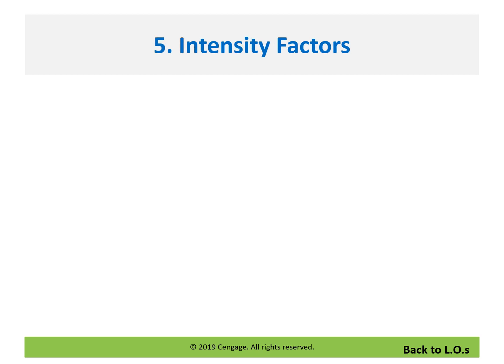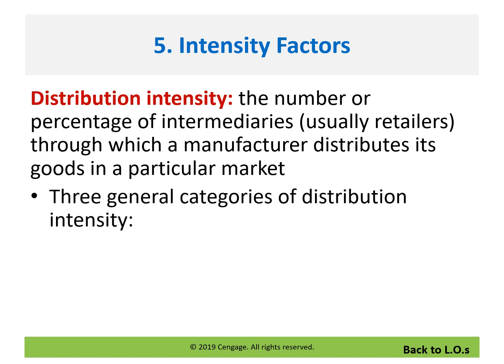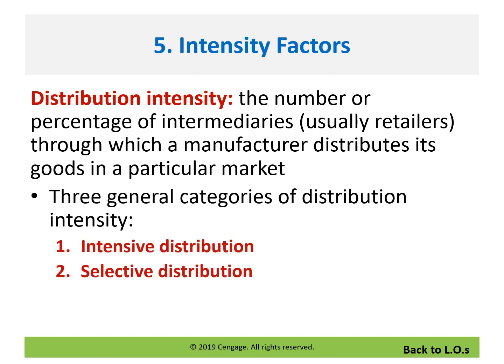Next, we have intensity factors. Distribution intensity refers to the number or percentage of intermediaries, usually retailers, through which a manufacturer distributes its goods in a particular market. The three general categories of distribution intensity include intensive distribution, selective distribution, and exclusive distribution.